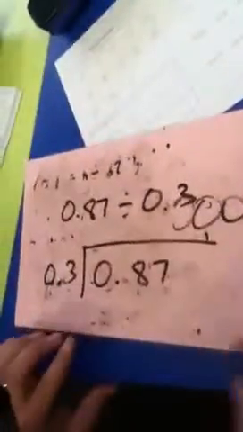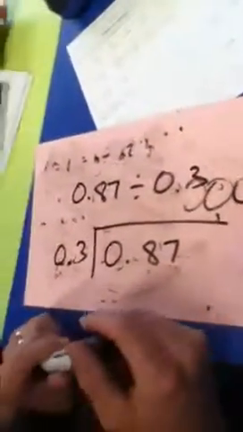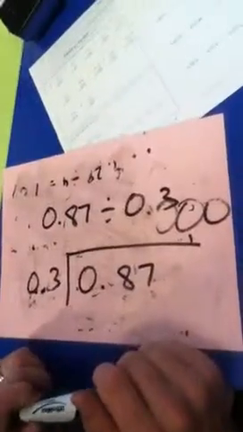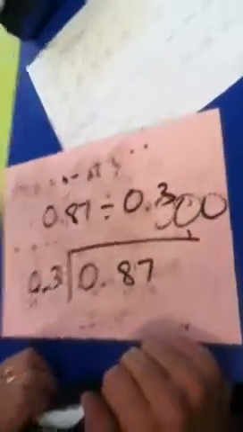So the equation should become, Vic, have you got it written up? So that's what we're doing here: 0.87 divided by 0.3. Then there's 2 left over. Three into 8 goes twice, and 3 into 27 becomes 9.